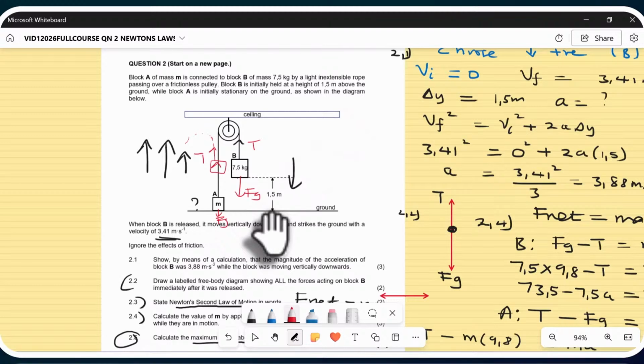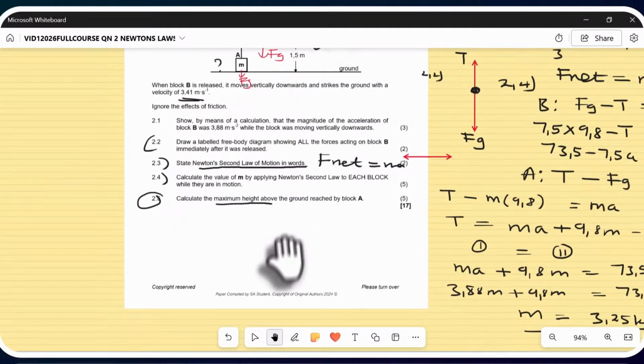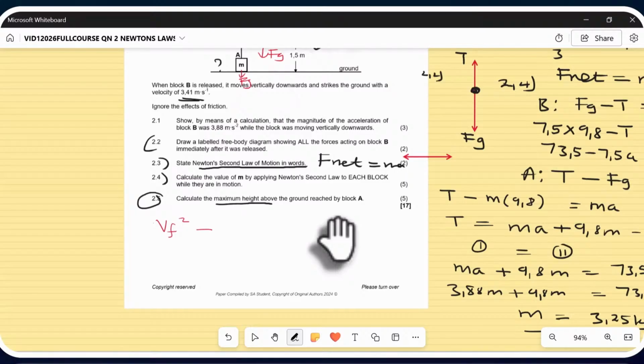So I'm going to say that V final squared is equal to V initial squared plus 2a change in y. In this particular case, at maximum height, velocity is 0. So it's going to be 0 squared equals the V initial squared. Now this V initial is the same velocity here, which is 3,41.